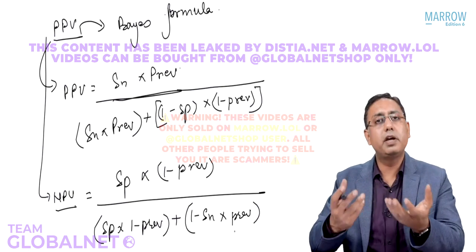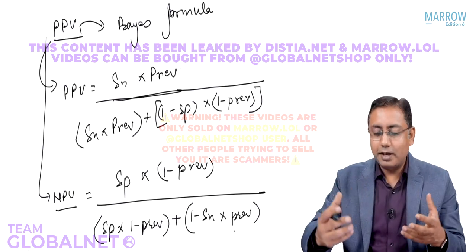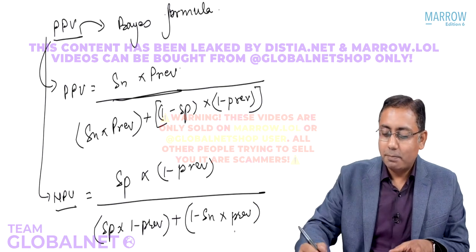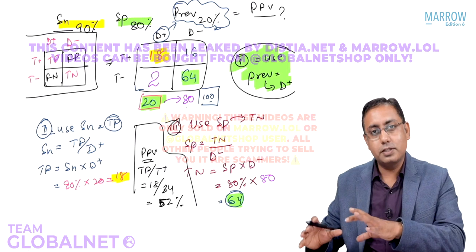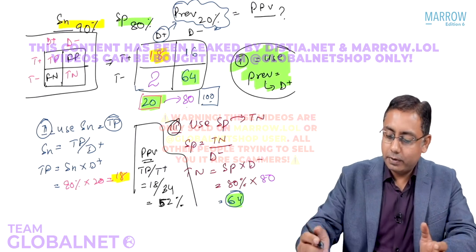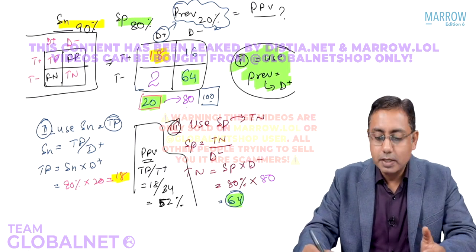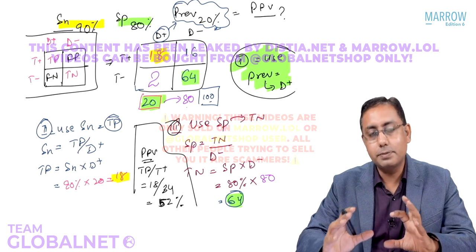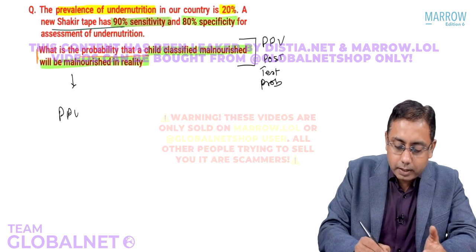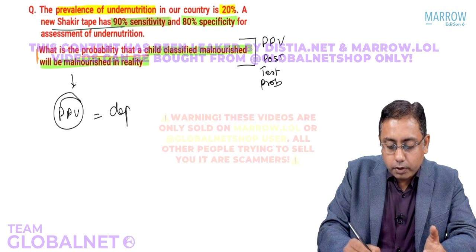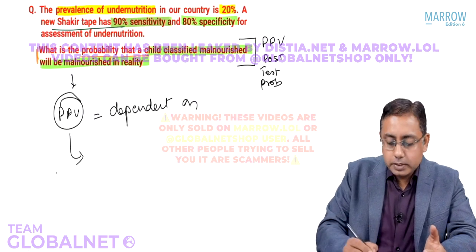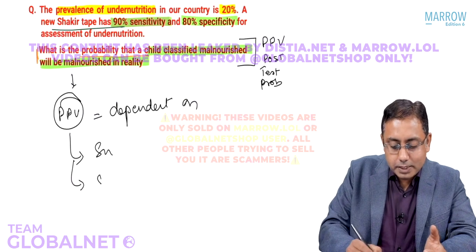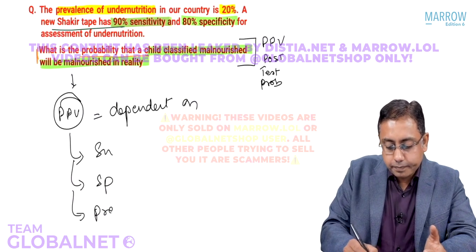If you remember this, very good, 3 cheers for you, and you will be the topper in the exam. But anyways, for students like me who are average students, we will trust this table. So that's a way to calculate the positive predictive values when we are given sensitivity and specificity. Please remember that positive predictive value is dependent on sensitivity, specificity, and prevalence.